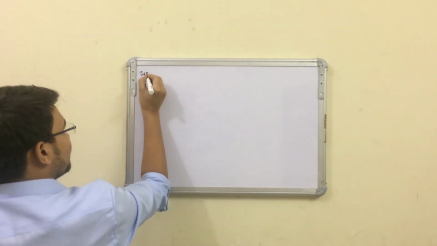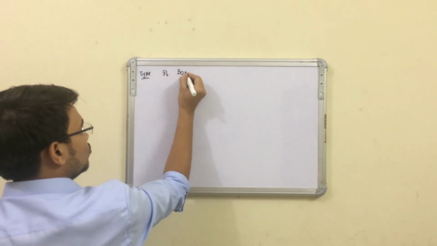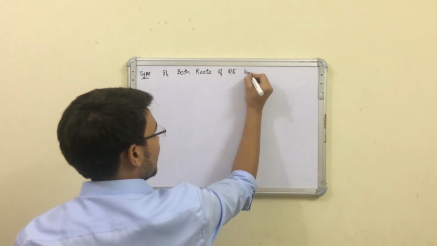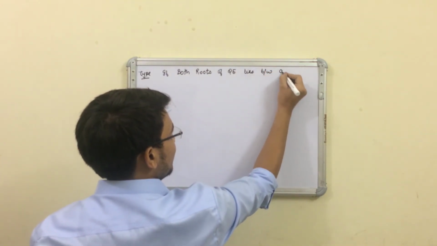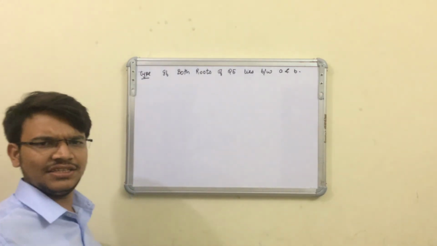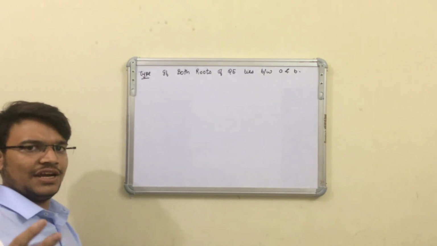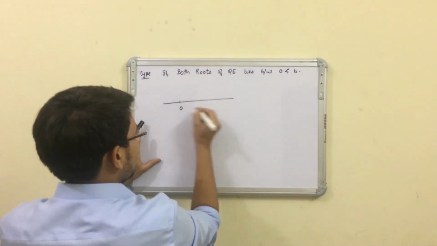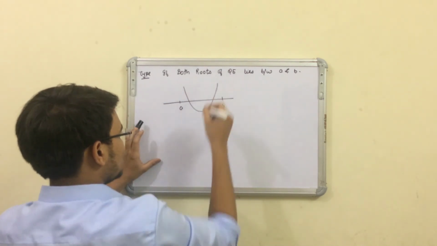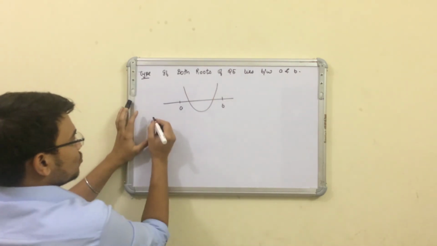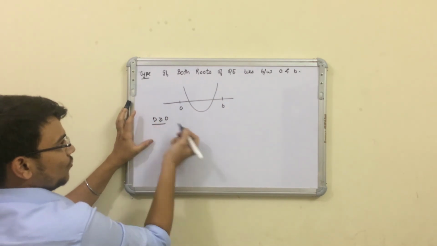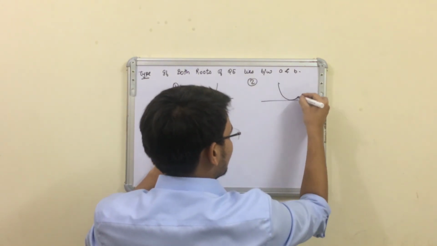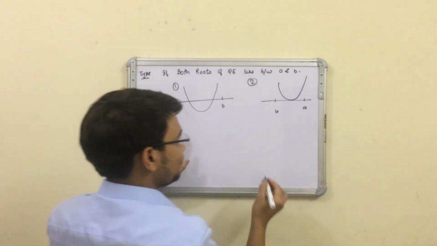The second type is when both roots of the quadratic equation lie between a and b. a and b are two arbitrary numbers, anything, and the roots lie between a and b. So this is a, this is b, and both roots lie between a and b, it means it would be like that. D can be greater than or equal to 0, because the graph should be like that. The second case would be like this also. This is a, this is b.